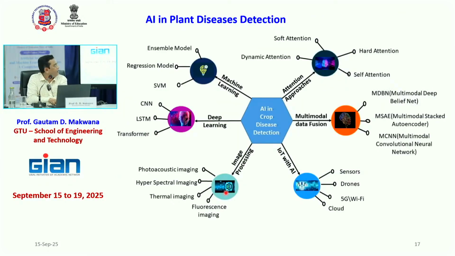So there are different machine learning ways to detect the disease: deep learning, image processing, IoT with AI, and multimodal data fusion, where not only the image but different kinds of data types come into the picture to find out the disease of the plant. Then there are attention approaches. These are various methods to identify or classify plant disease using AI.